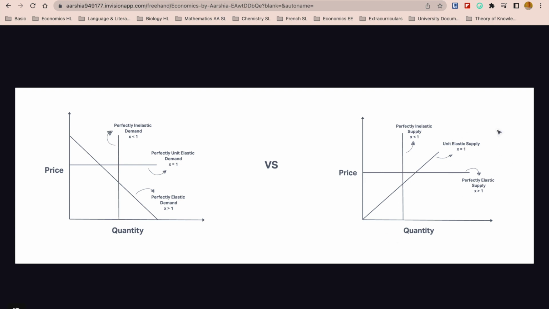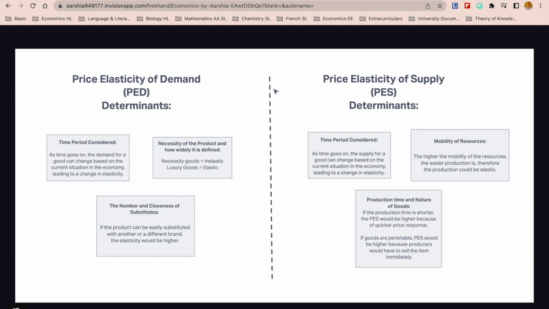As for unit elastic supply, it is perfectly unit elastic, meaning that with a change in price, there is a proportional change in quantity supplied. Let us look at the price elasticity of demand and its determinants and the price elasticity of supply and its determinants. Note that I only have 3 here because these are the main ones that one would look at. However, there are more that you can research in your own time.